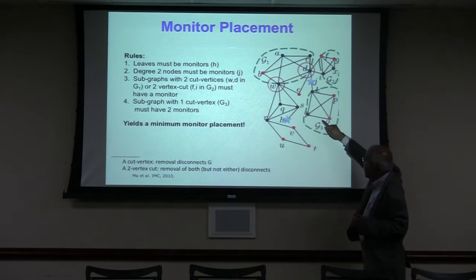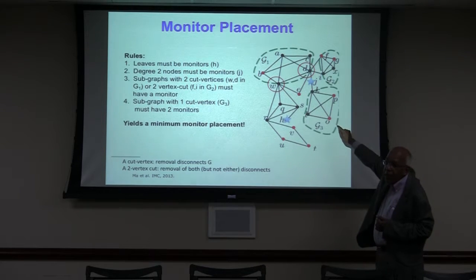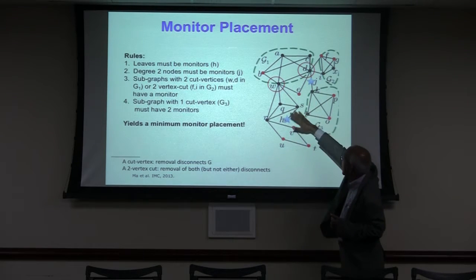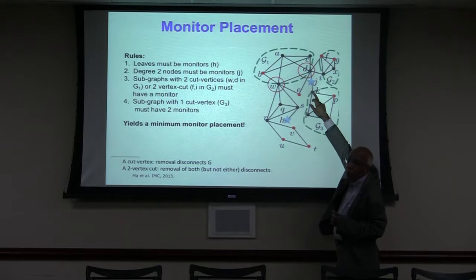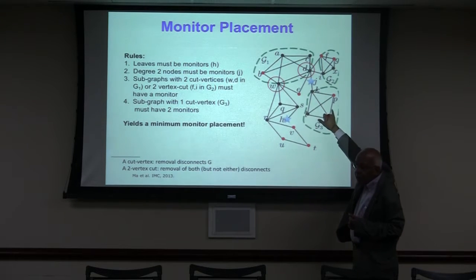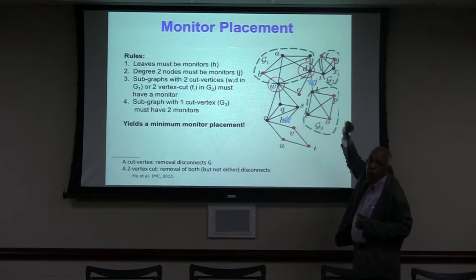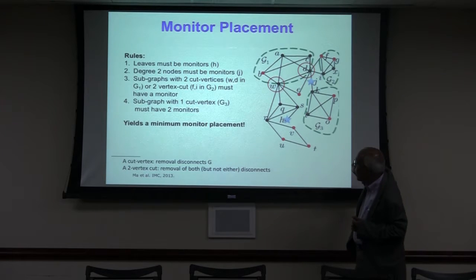In this case, we must have at least 2 monitors inside. Why? Because even if I know the rest of the graph, that means this is a virtual monitor. If I don't have 2 real monitors inside, I will not have enough independent measurements.